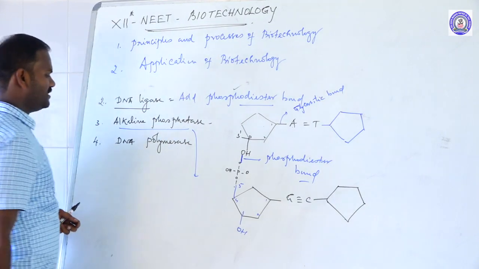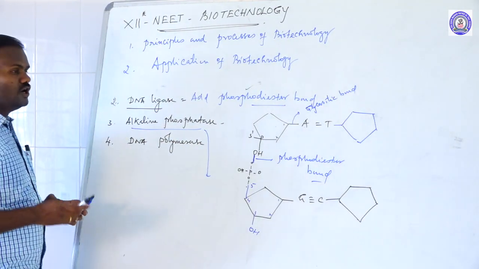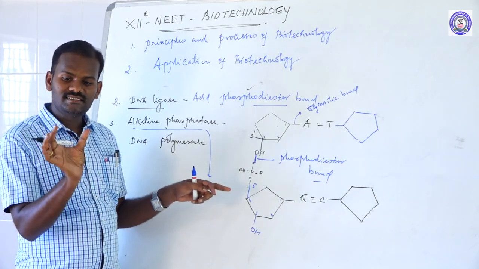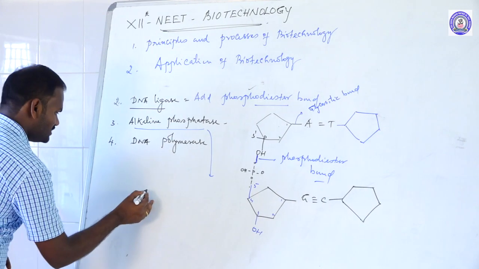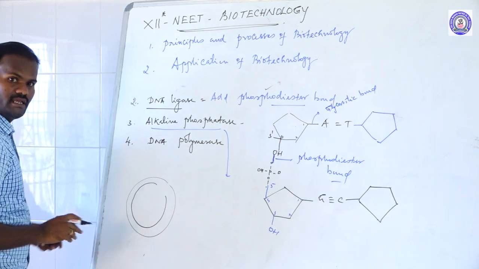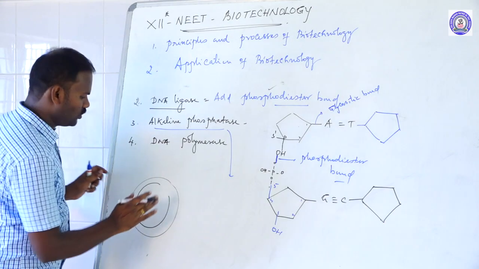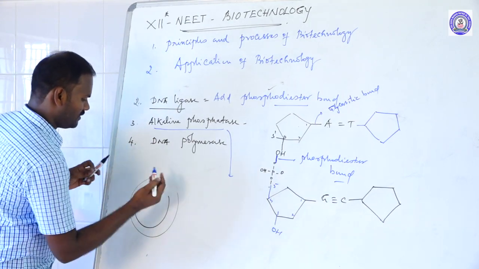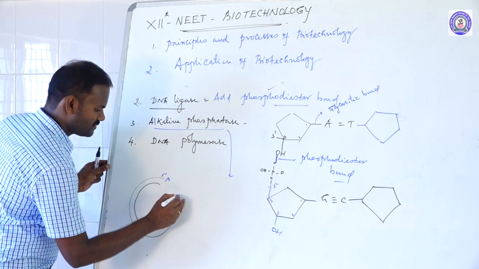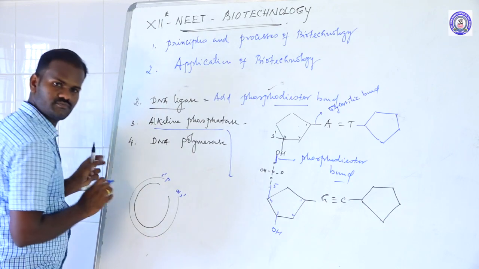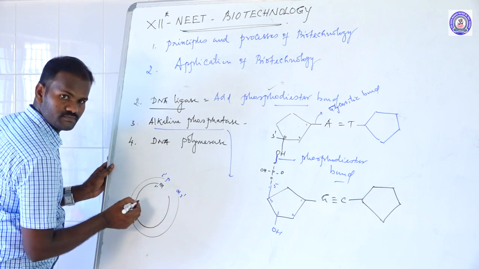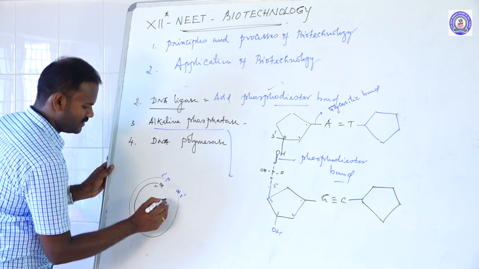Alkaline phosphatase. Then what are the functions of alkaline phosphatase? To remove the phosphate group, to avoid self-ligation. See, plasmids are double stranded. If we cut them using restriction endonuclease, at one 5' end there is a phosphate group. The opposite end, the 3' end, has an OH group. Similarly, on the opposite strand, the 3' end is an OH group and the other 5' end is a phosphate group.